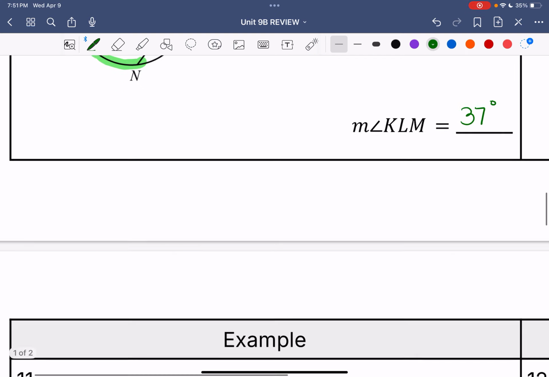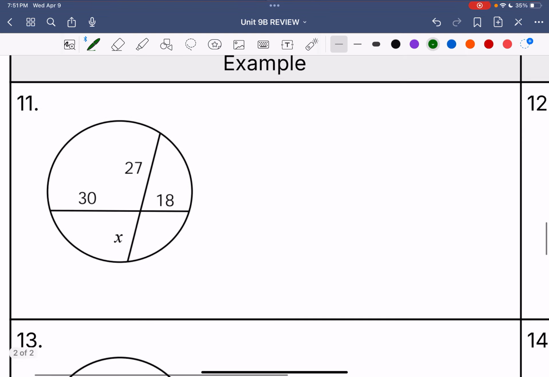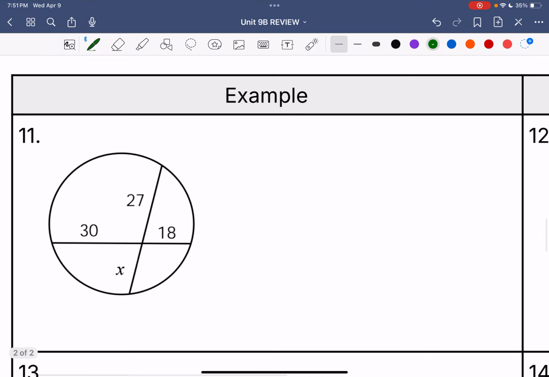Okay, let's continue on. So number 11, now we want to find a missing value. So here's our x. X represents this portion of the line. Again, when you're finding segment lengths with intersecting lines, there are three cases, or types. This one is a type 1 because the intersection is inside. So I'm just going to write inside.